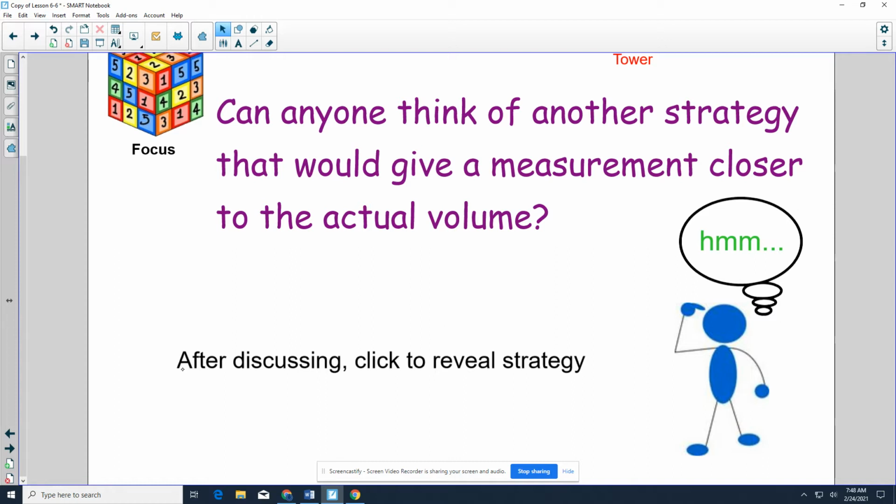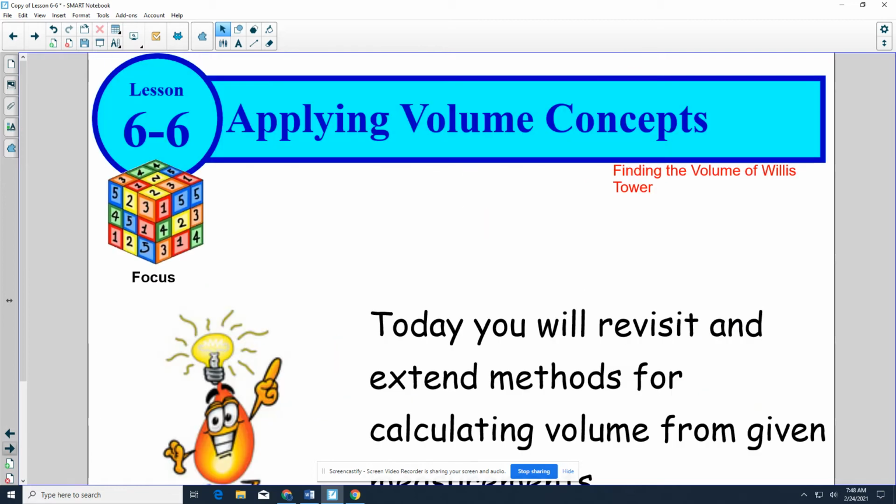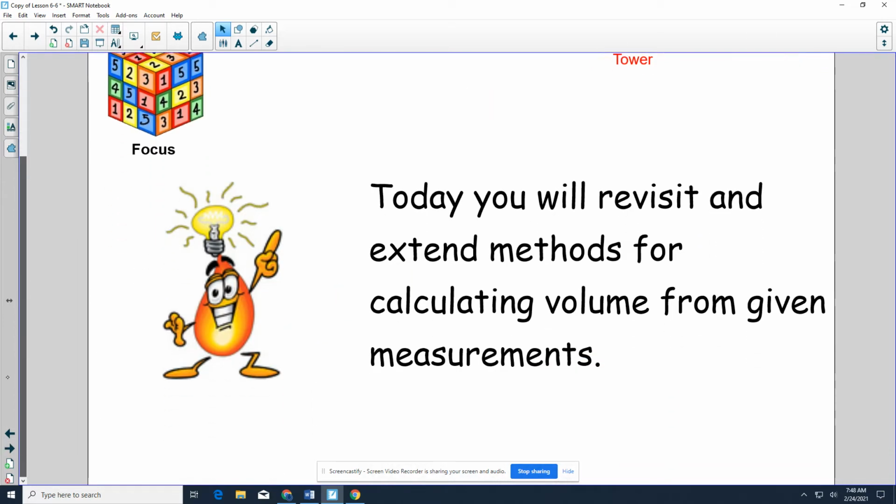Okay, so hopefully you've taken a moment to think about that. And remember how you estimated the volumes of musical instrument cases earlier this year? So I think we did a guitar case and some other odd-shaped instruments. And instead of the cases having the curves, we just made them into rectangles, which goes with the additive volume. So today we'll revisit and extend methods for calculating volume from given measurements.